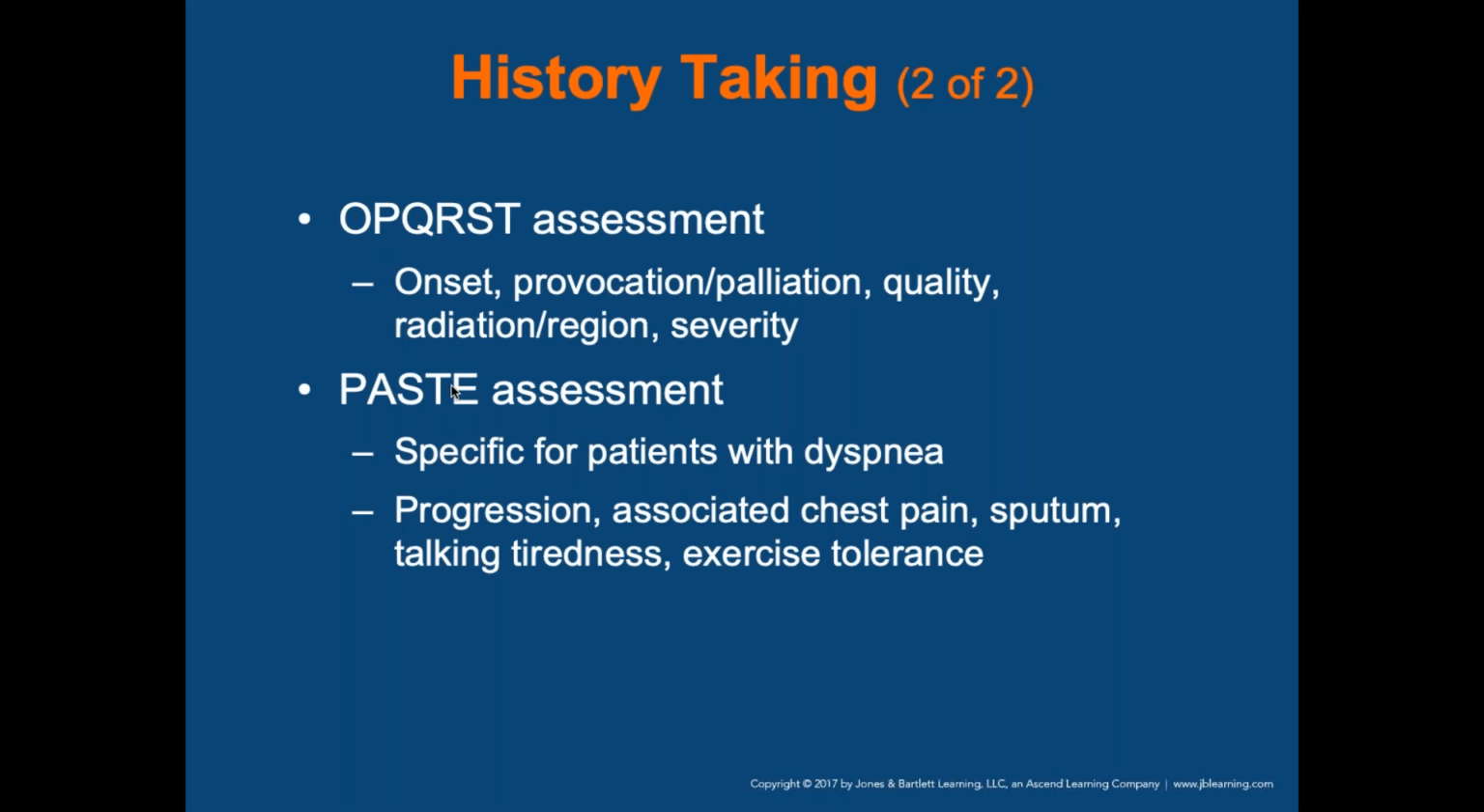Where is the discomfort located and does it move? Radiation. How much of a breathing problem is the patient having? Severity. On a scale of 0 to 10, how would you rate your breathing problem now? If the problem is continuous or intermittent, if it's intermittent, how frequently does it occur and how long does it last? This is going to be your timing.